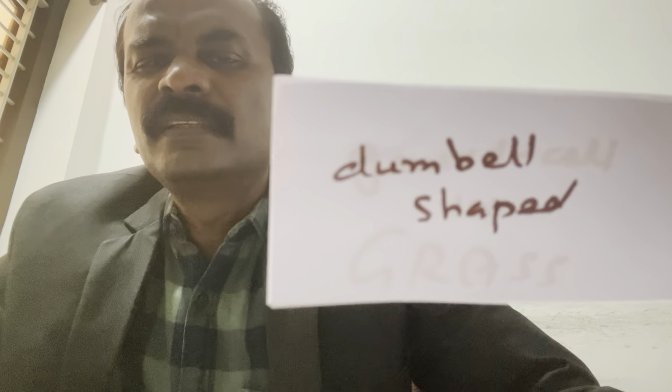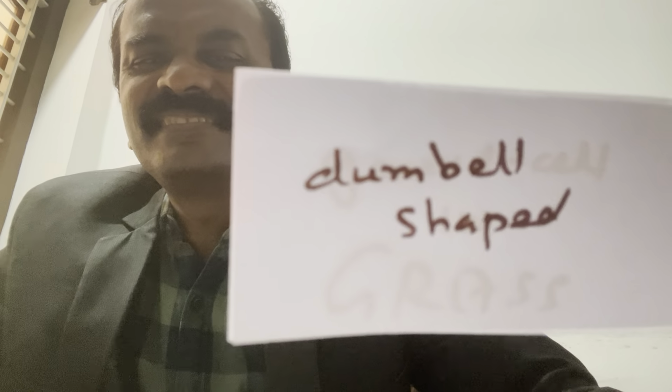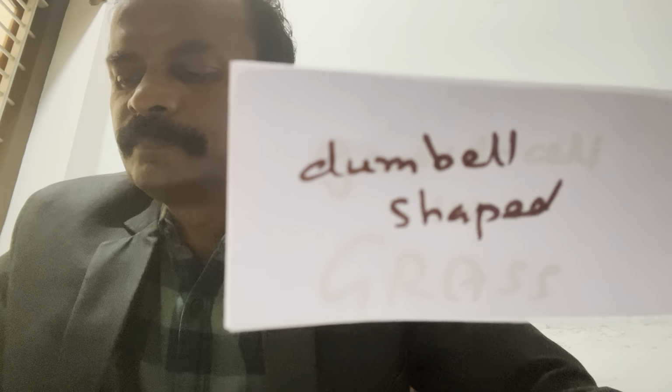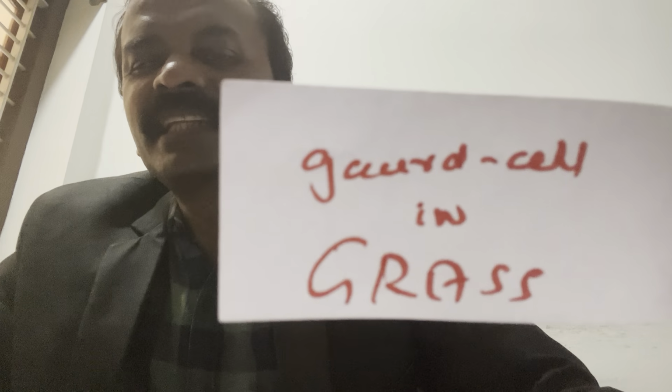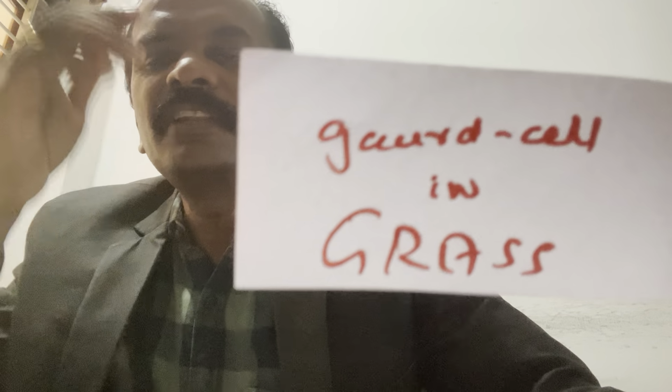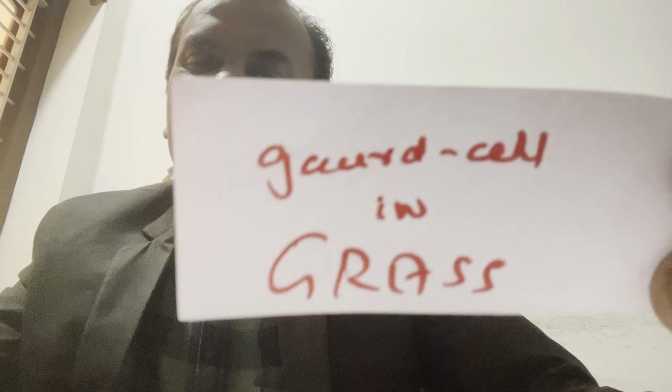Can you tell me any substance, any organ which is dumbbell shaped? We do a dumbbell exercise. Dumbbell shape. The correct answer is the guard cell in grass. Specifically for grass, the guard cell in grass is dumbbell shaped.